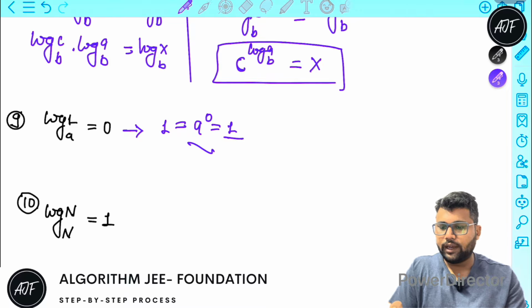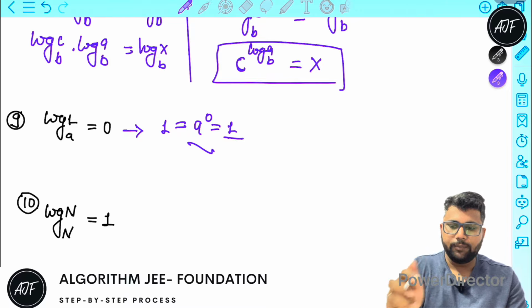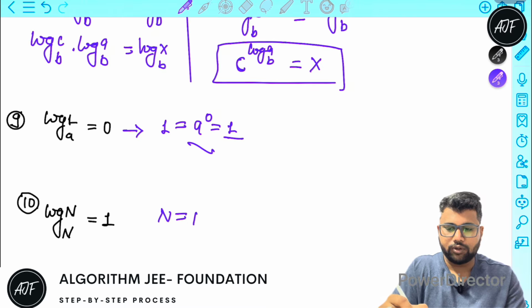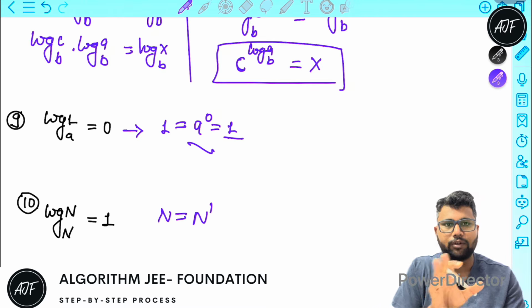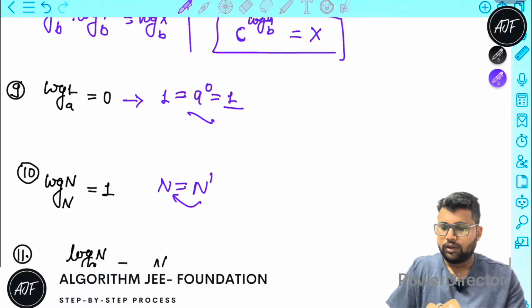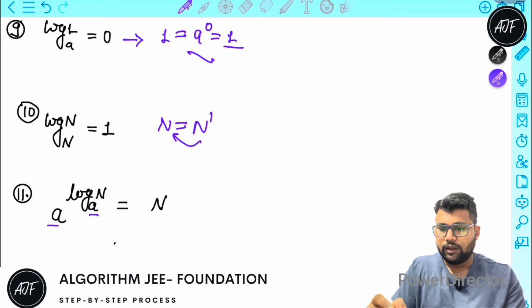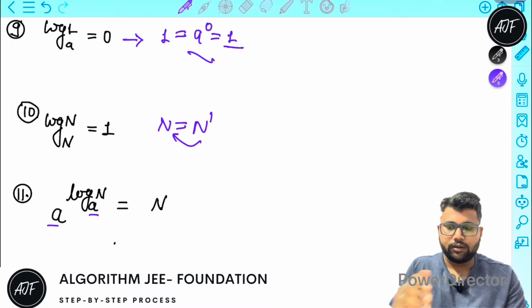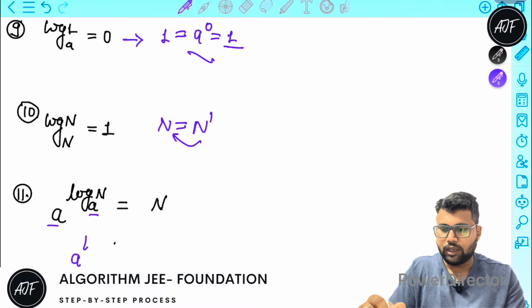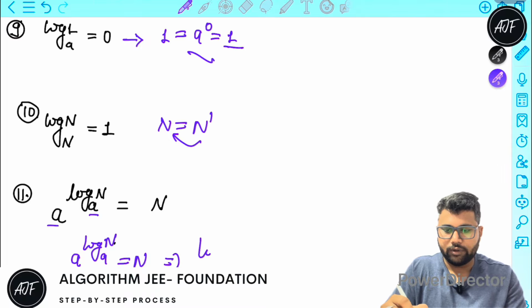Now, log n to the base n, where the base is the same, the answer is 1. Simply, n is equal to n power 1, and any number to the power 1 is the same number. This one is also a very important property: a to the power log n with base a. If they are the same, then the answer is directly n. For example, given a to the power log n base a, the answer is directly n.